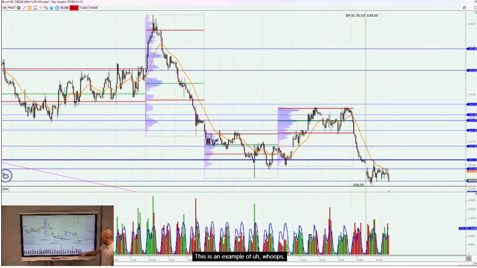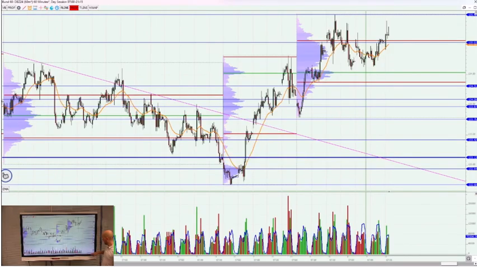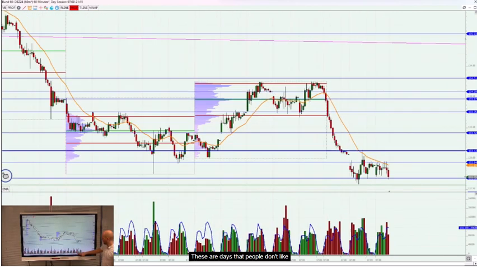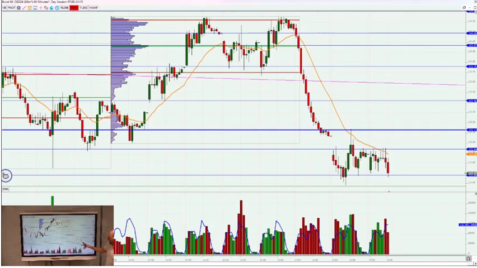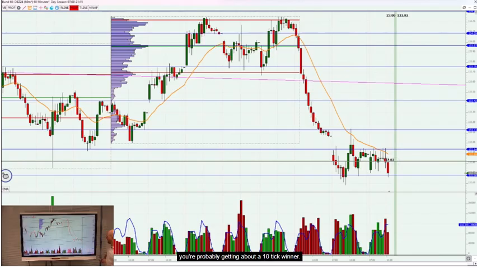This is an example of these days that people don't like because what you're doing is you're playing the probability versus the payout. You're going to take a 15 tick loser if this goes wrong. The probability of it going wrong, I think, is reasonably low, but your payout isn't going to be much. You're probably getting about a 10 tick winner. So you've then got to weigh up that if you do this all the time, you'll probably be able to make some money out of it.